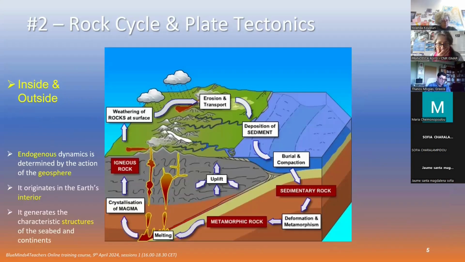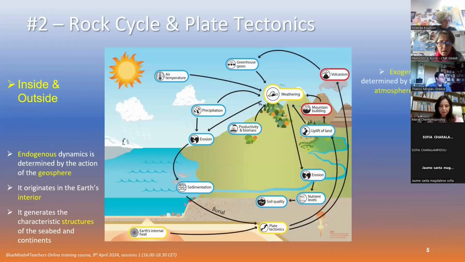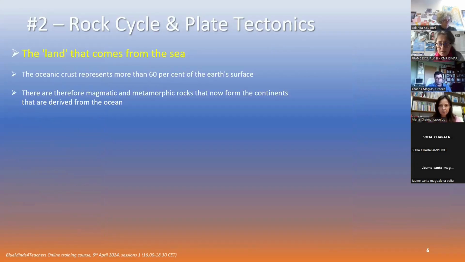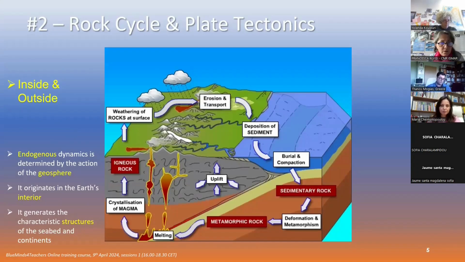This is one, I think it's important to understand the difference between what is happening inside the Earth and what is happening outside. So what is happening on the surface and what is happening inside. So what are the endogenous dynamics? So what is inside? Something that we cannot see.